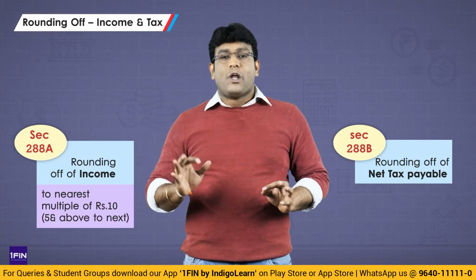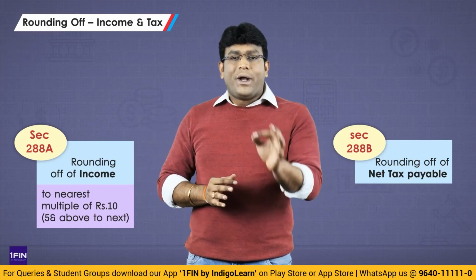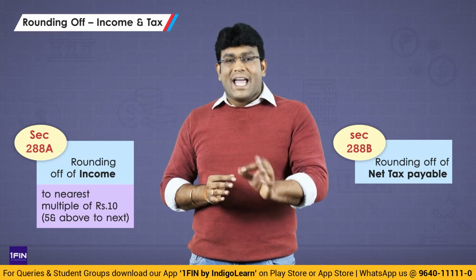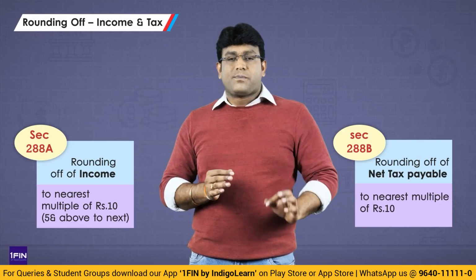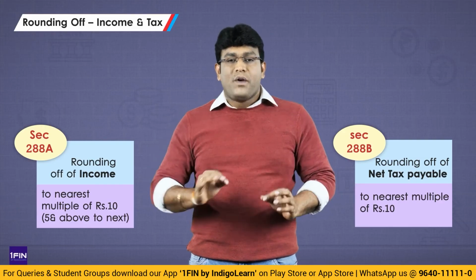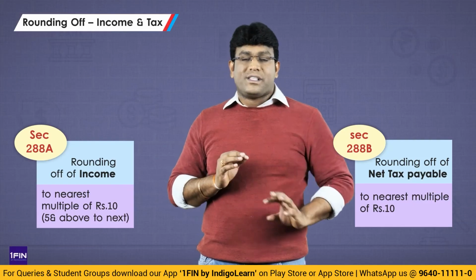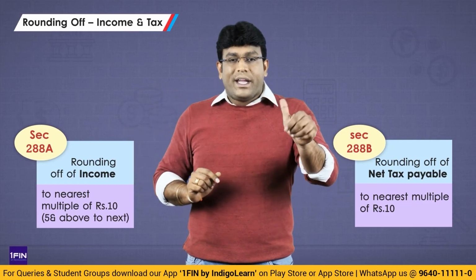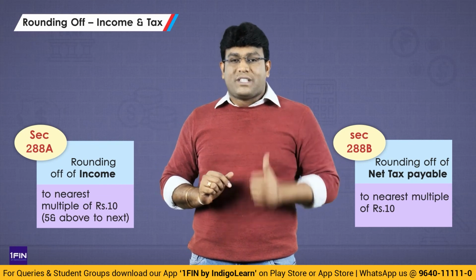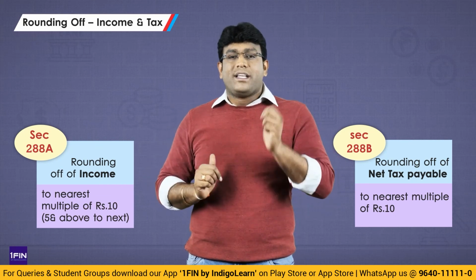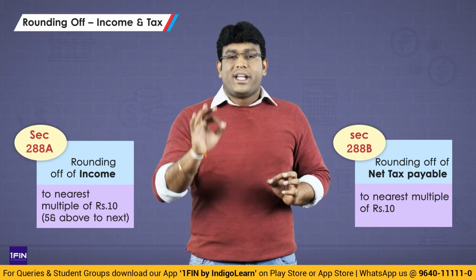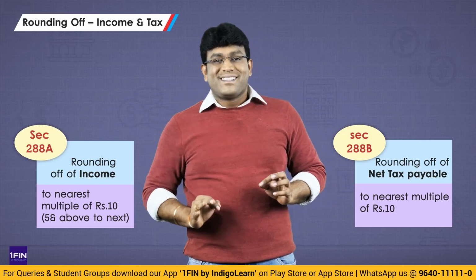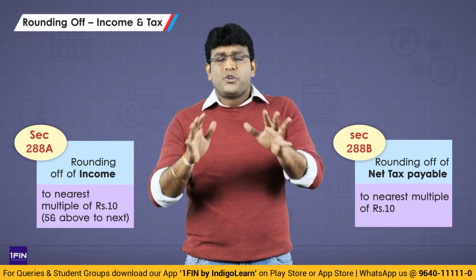288A says the total income shall be rounded off to the nearest multiple of 10 rupees. And 288B says that the final tax payable, the net tax payable, is also rounded off to the nearest multiple of 10 rupees. So 288A talks about rounding off of income, 288B talks about rounding off of tax. And whether it is income or tax, it is rounded off to the nearest multiple of 10 rupees. Small point, but still you should know very clearly.